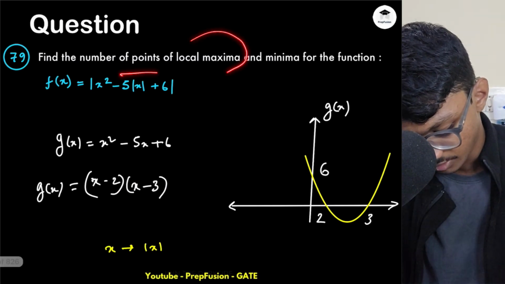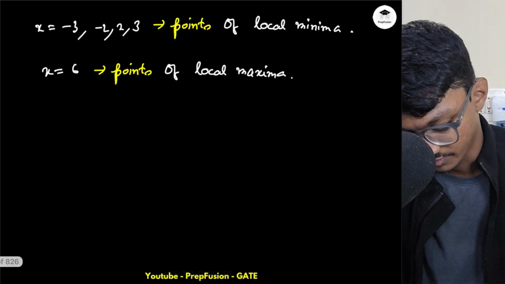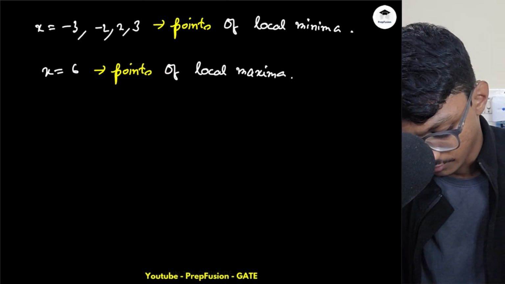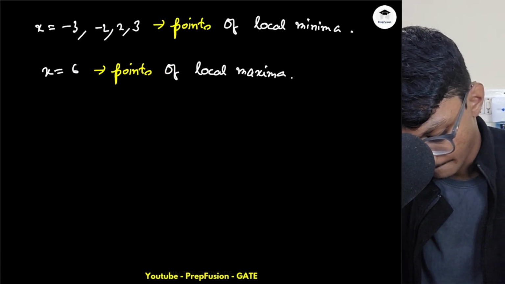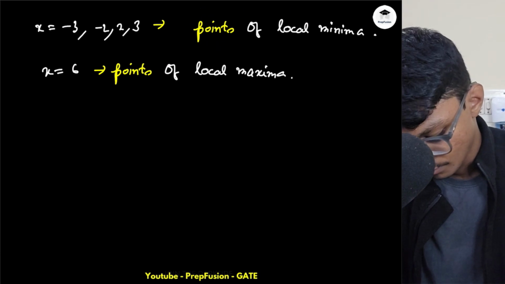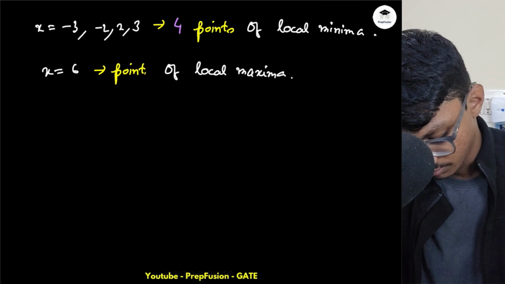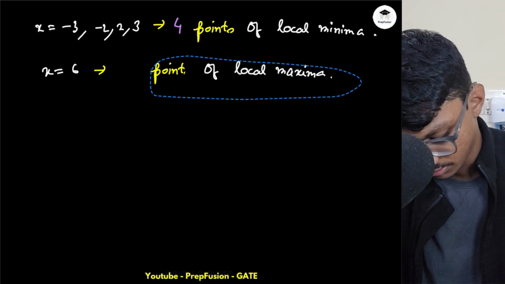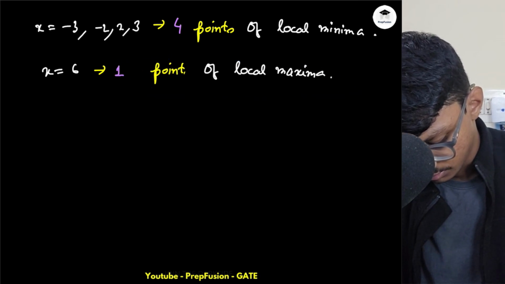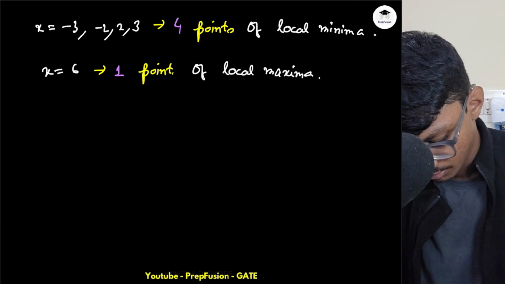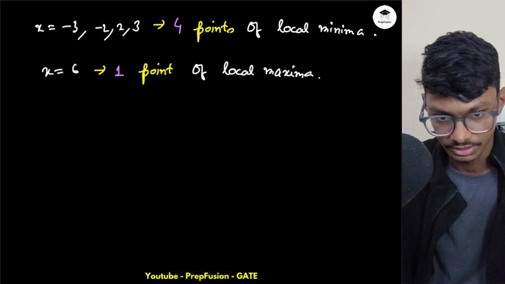Find the number of points of local maxima and minima of the function. So obviously 4 minima and 1 maxima in this case.